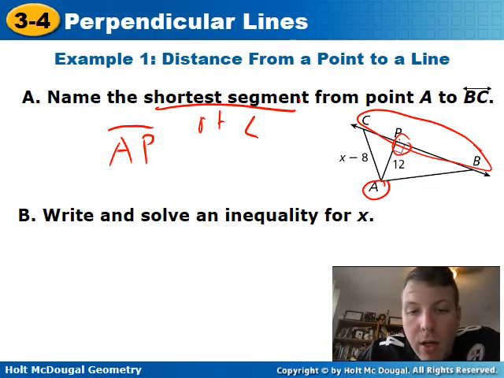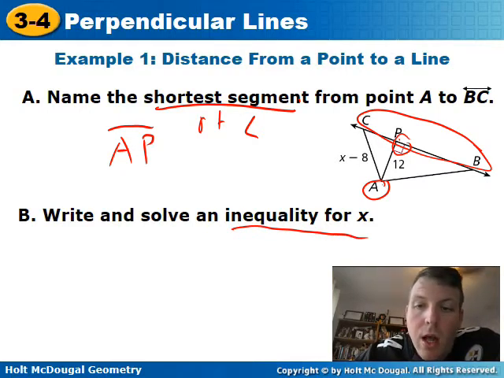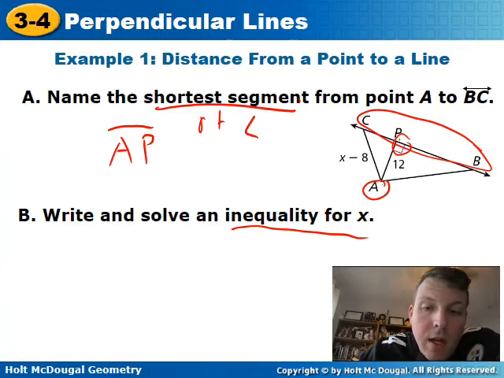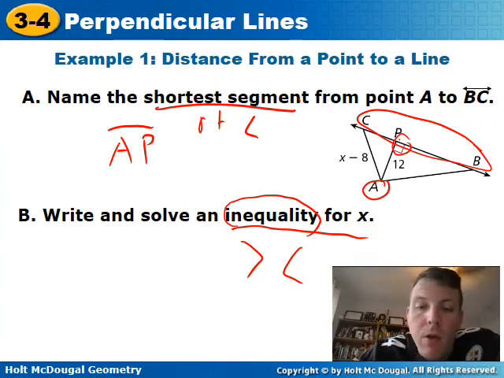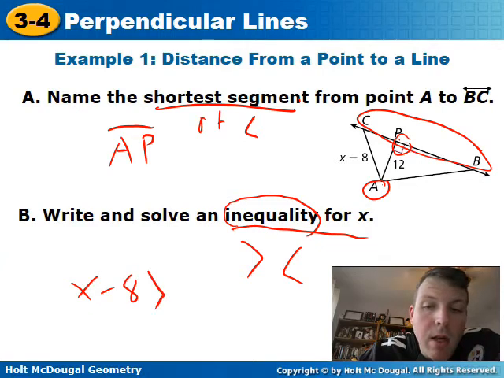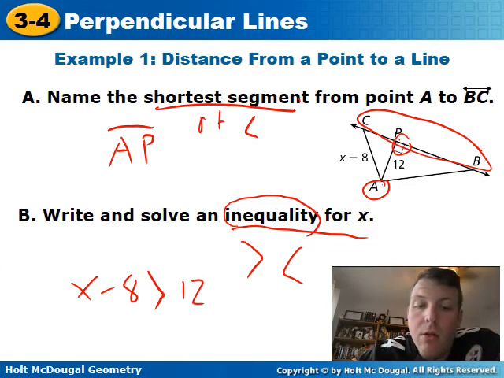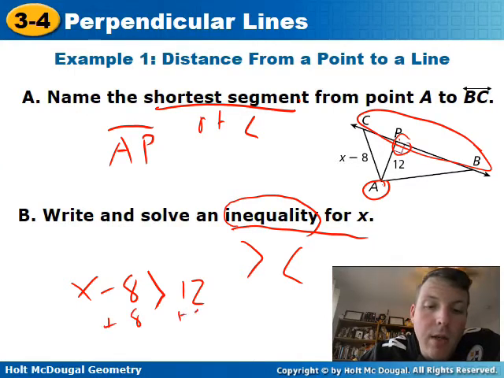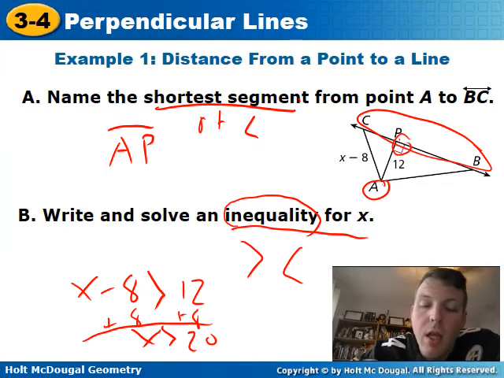Now we're going to write and solve an inequality for x. I told you before that this is the shortest distance from A to P. That means A to C is larger than A to P. So we can set up an inequality. If you remember, inequalities are these greater than, less than, or equal to things. So we say that x minus 8 has to be bigger than 12. Then we solve it. We just add 8 to both sides, and x has to be greater than 20. So if I plug 20 in, or any number above 20 in for x, it will satisfy this situation.